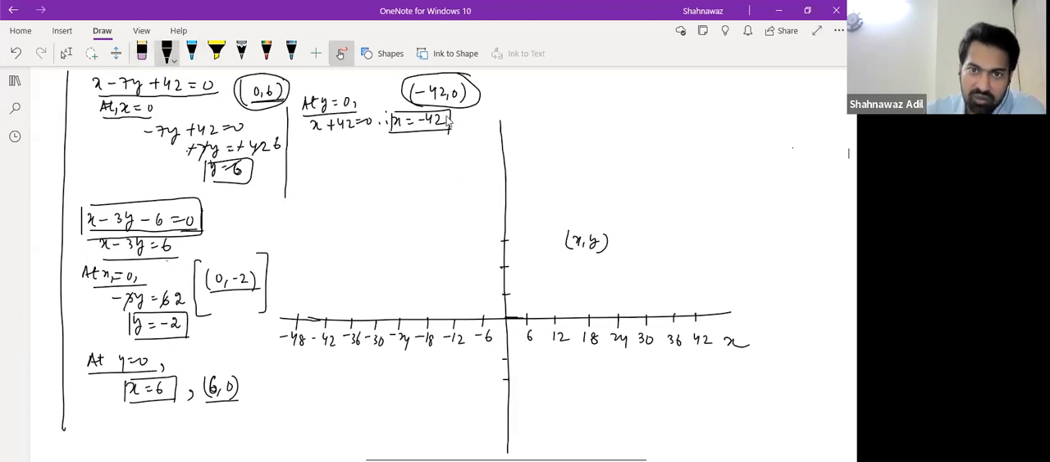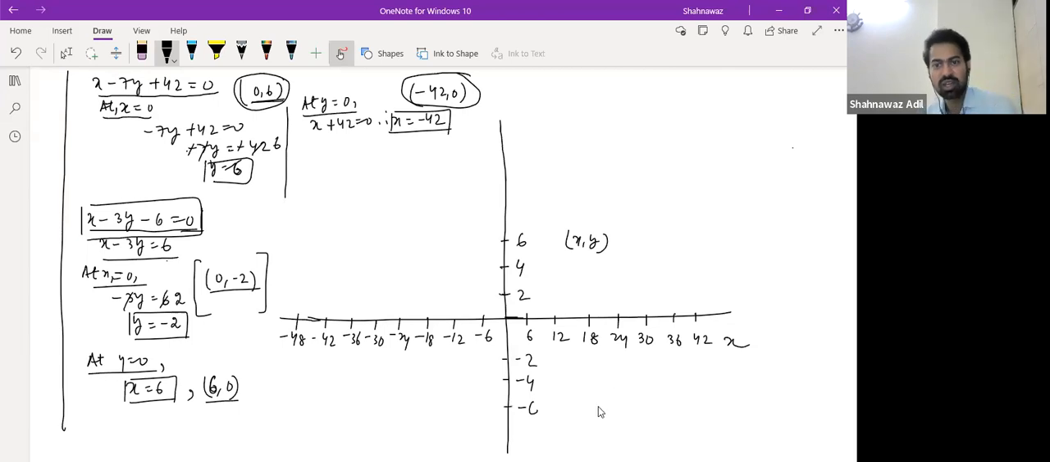Because for the y part, we have 6, minus 2, and a 0. So for the y part, we have only fewer values, so we can keep our divisions small. This is 2, 4, 6, minus 2, minus 4, minus 6. Right, so did you guys understand this division part? Yes, sir. To make our graph clearer, we can adjust our divisions according to the coordinate points, right?